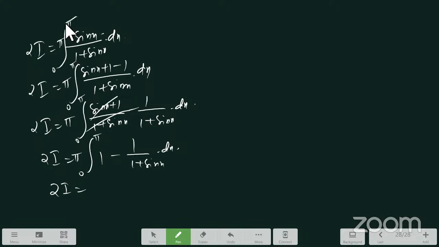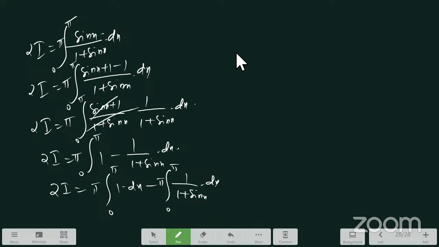The limits are 0 to pi. Now separate your limits and integration simultaneously: 1 dx minus 0 to pi. Here also you get pi times 1 by 1 plus sin x dx. Separate your integration along with limits, right? So that is pi, 0 to pi, 1 dx minus pi, 0 to pi, 1 by 1 plus sin x dx.